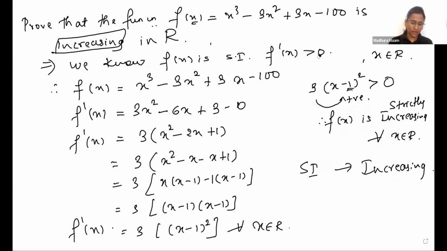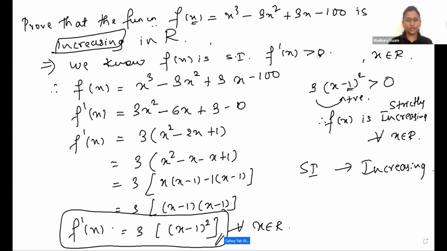Why is it increasing? Because we got this as f dash of x and this is a square term. Square term is always positive. Positive into 3 will be again positive. Therefore your f dash is greater than 0. And that's your conclusion. Any doubts?